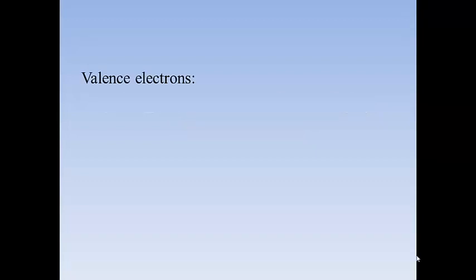This is the last video for this section. It's on electron configuration in the periodic table, or why the periodic table has the shape it has. I'm going to start by defining valence electrons.